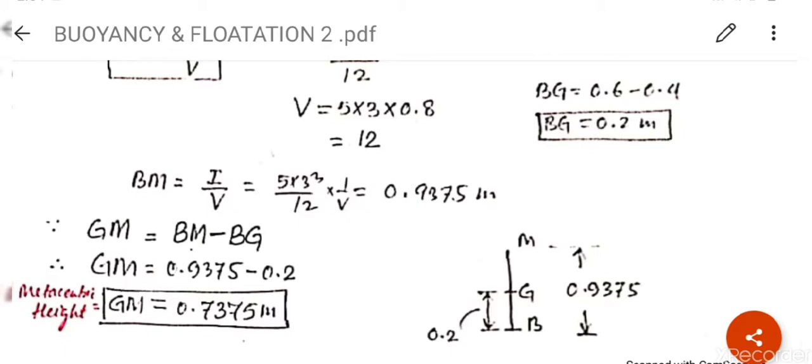B is the bottom point, M is the top point, G is the midpoint. Clear? Total BM value is 0.9375 and BG value is 0.2. So larger minus smaller will give you the value of GM.